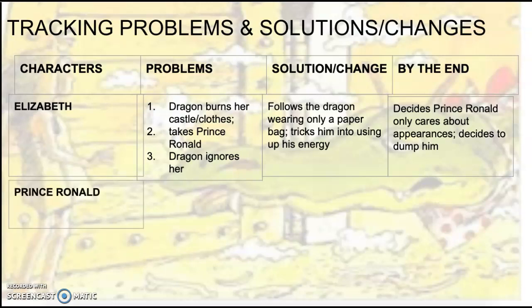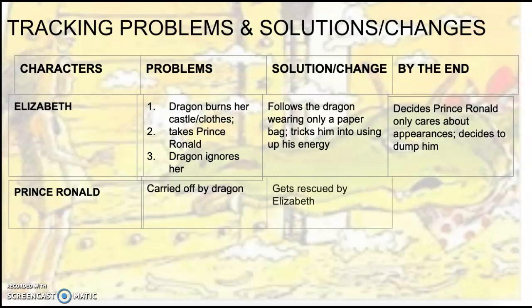We have Prince Ronald. What are his problems? Well, he gets carried off by the dragon, and there's another problem. Can anyone think of what that might be that I didn't add just yet? Well, another problem is not only is he carried off by the dragon, but there's one picture of him standing in the tree. So he's sort of stuck in the tree.